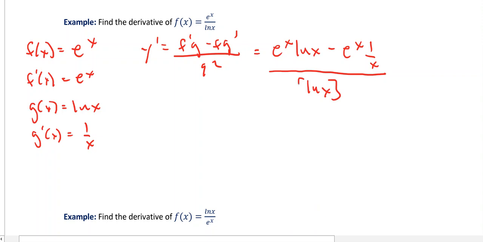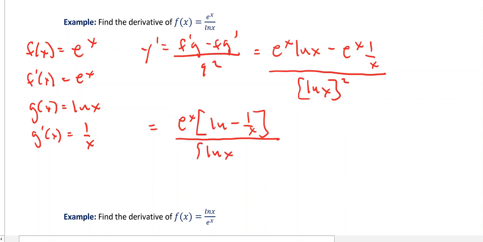And so now we want to clean up the numerator. I can factor out an e to the x in the numerator, and I'm left with the log of x minus 1 over x, divided by the log of x quantity squared. All right, now we can't leave this as a complex fraction. So we have 1 over x, which is a fraction, in the numerator. Therefore, this is a complex fraction.